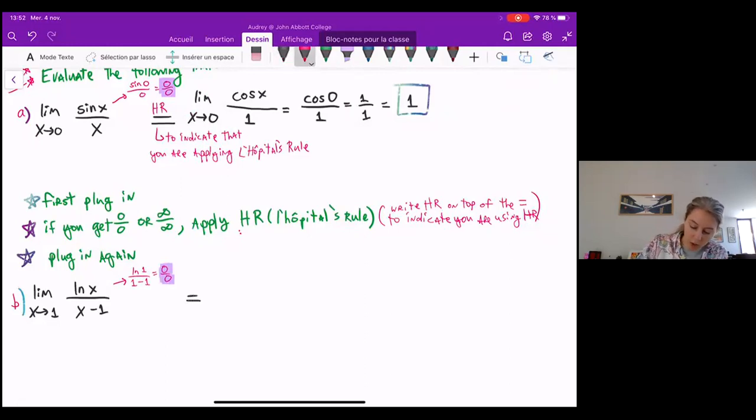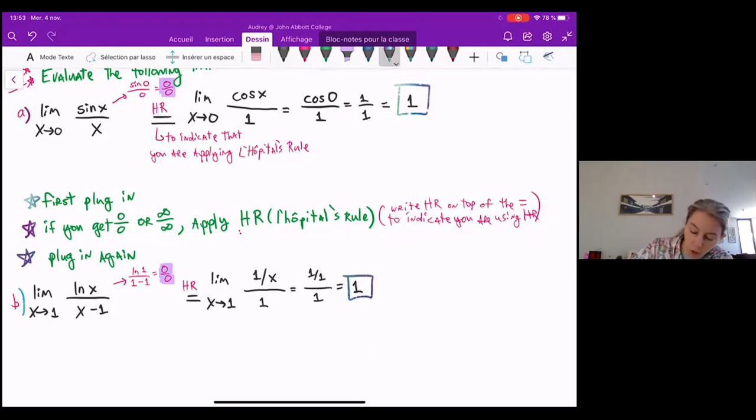So we'll have equals, we'll have our HR on top of the equal sign. The limit as x approaches 1, we do need to know the derivative of ln x. It is 1 over x, and you know that because the antiderivative of 1 over x is ln x. So remember, they just kind of go back and forth. The antiderivative of 1 over x is ln, so the derivative of ln is 1 over x, and then the derivative of x minus 1 is just 1. So now I can plug in again, and when I plug in again, I get 1 over 1, which just gives me 1. So the answer here is 1.